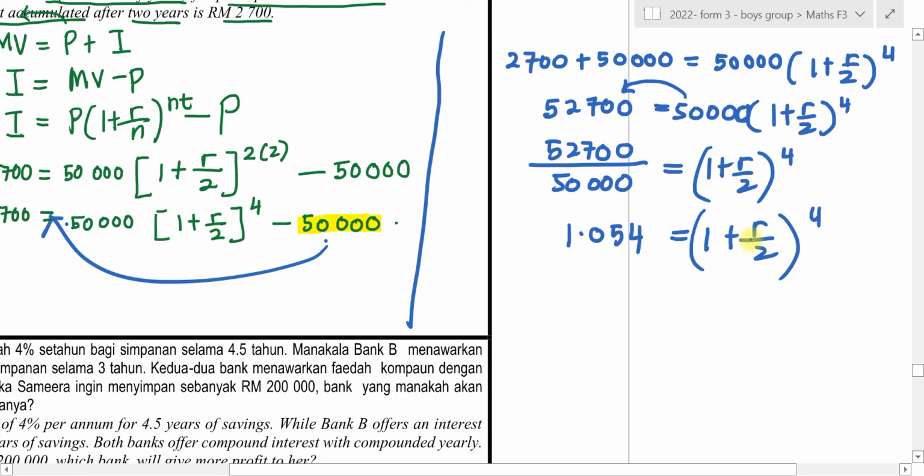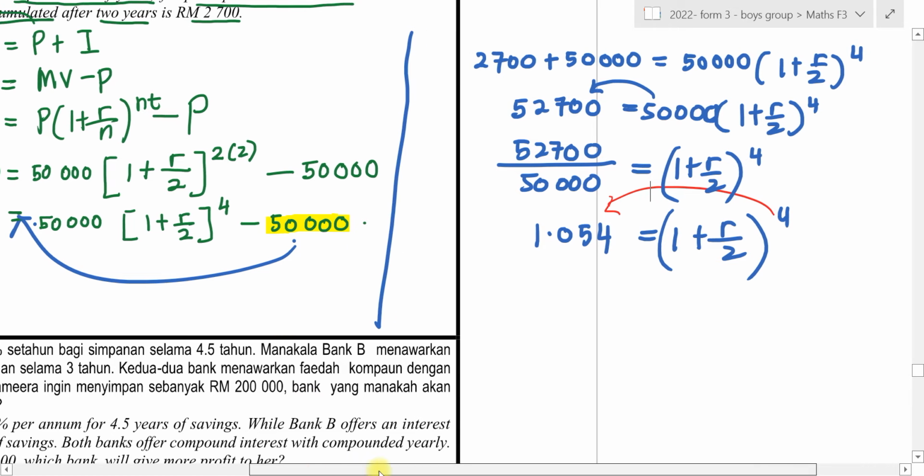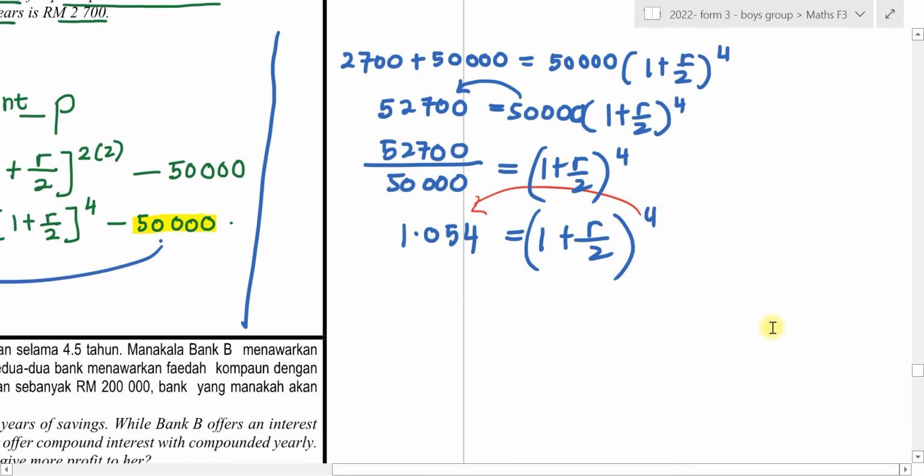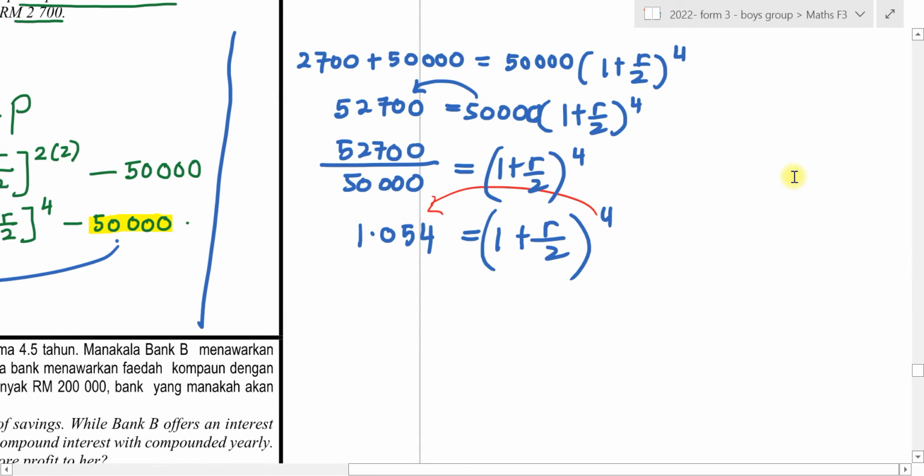Okay, so now we cannot take out the r because it is blocked by this power 4. So remember, when you move a power to the opposite side, it becomes power root. So when you move this 4 to here, it becomes power root 4. Okay, you can use your indices knowledge.